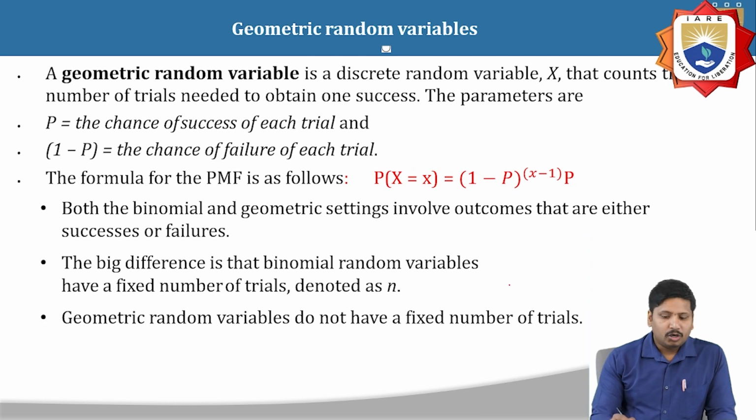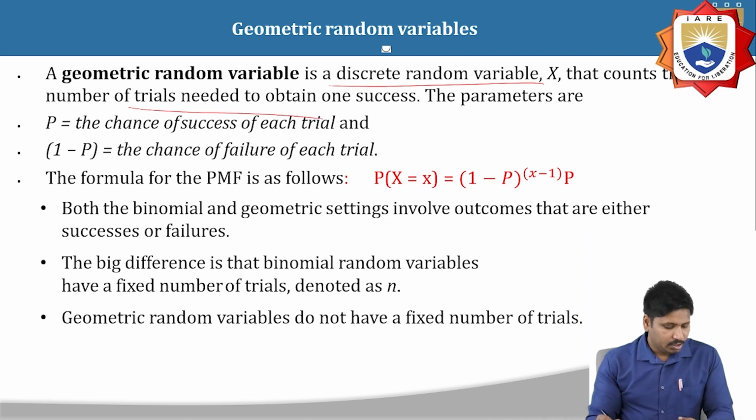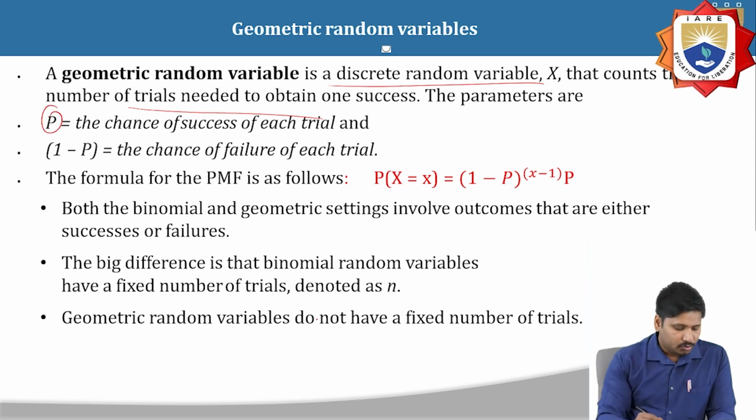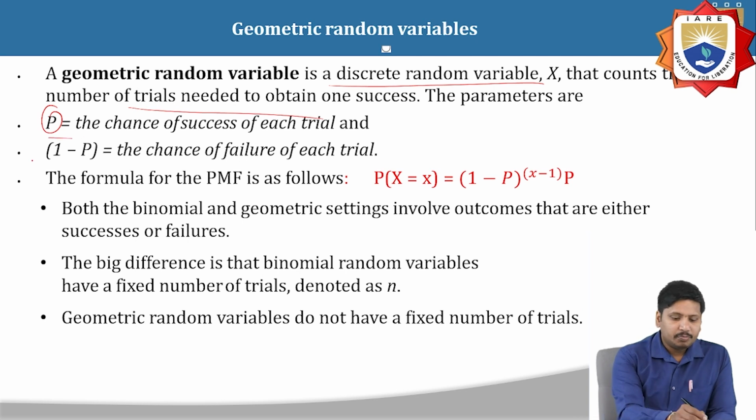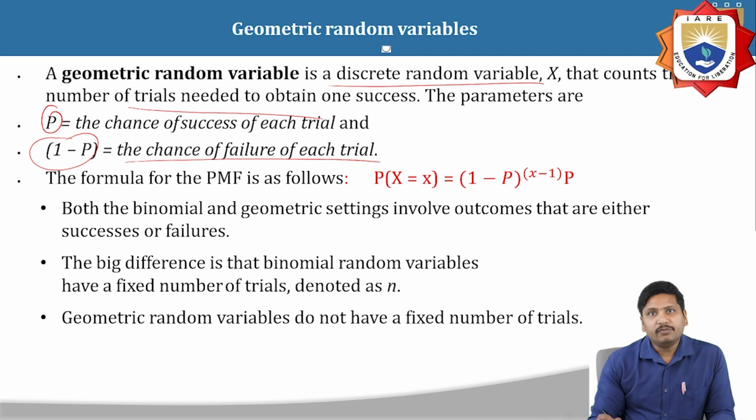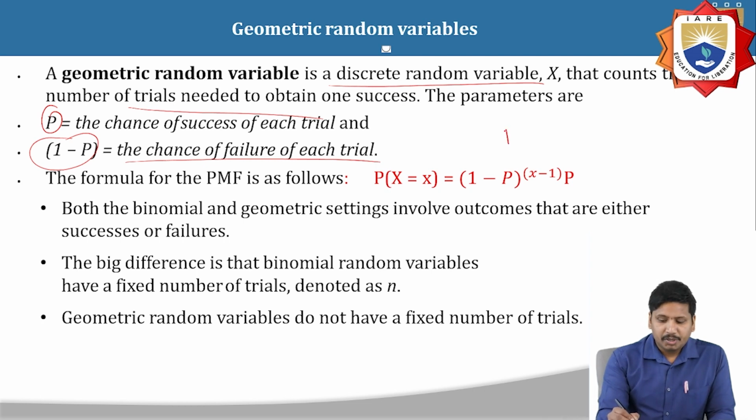So a geometric random variable is a discrete random variable that counts the number of trials needed to obtain one success, and the parameter is denoted as p, which is equal to the chance of success of each trial, and 1 minus p is nothing but the chance of failure of each trial. So p means success and 1 minus p should be treated as failure.